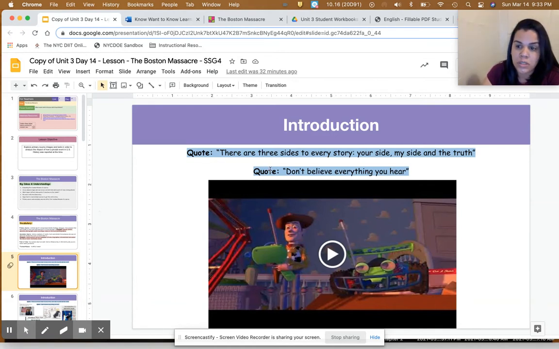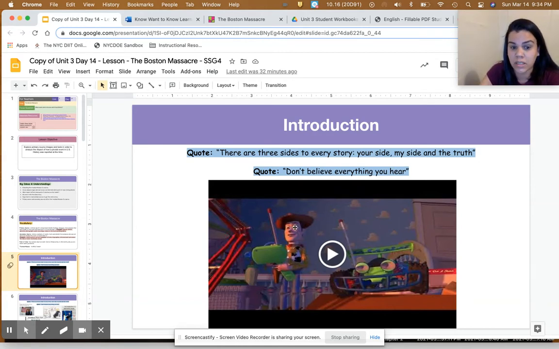There are 2 quotes that are pretty popular. There are 3 sides to every story: your side, my side, and the truth, as well as don't believe everything you hear. Now, you could show this clip to help build this understanding. It's a clip from Toy Story. A lot of students are already familiar with Toy Story. In this scene, it's about 2.5 minutes.